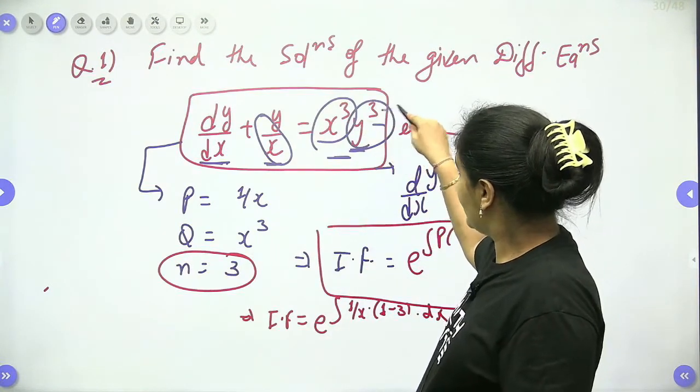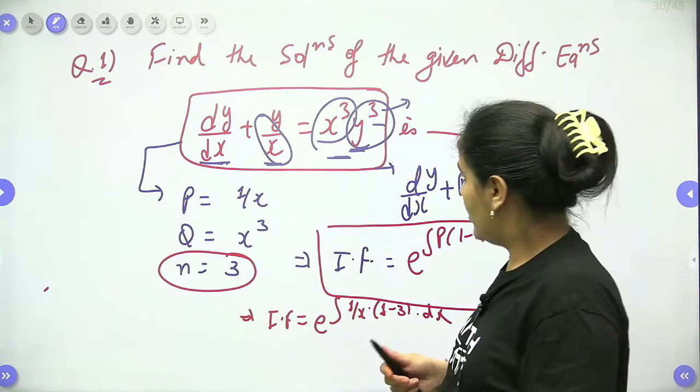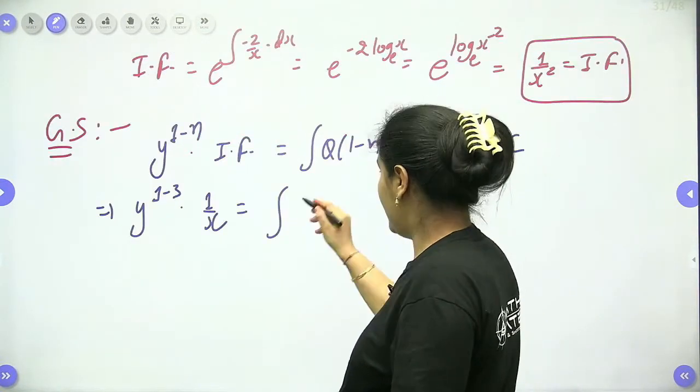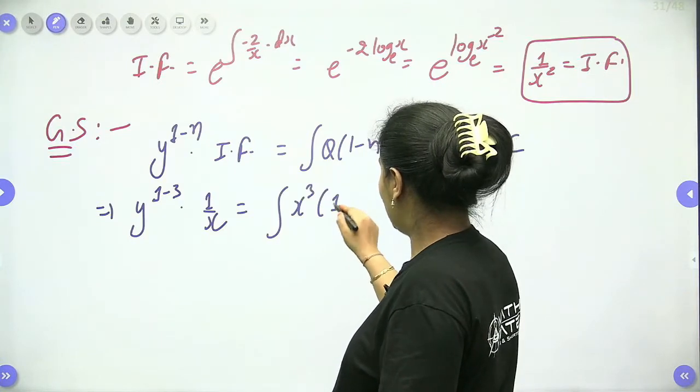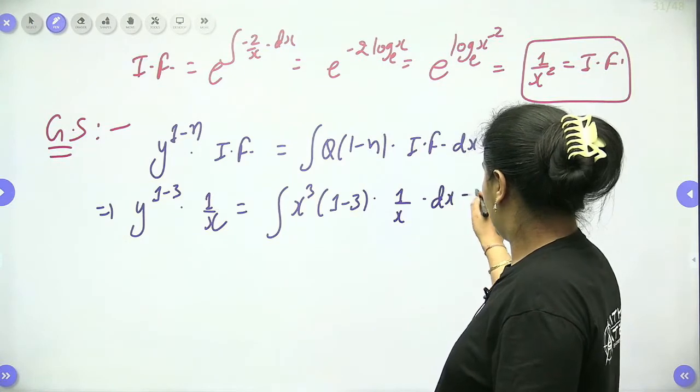Okay, this y to the power 3 is only and only for finding the value of n. Now let's approach this one. So q will be x cube. Yes, 1 minus n means 1 minus 3. Integrating factor is e to the power integral of 1 by x dx plus c.